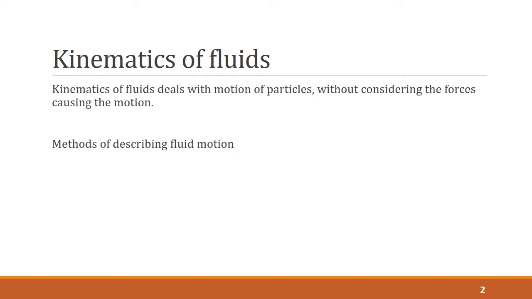So there are two methods of describing fluid motion. One is the Lagrangian method and the second one is the Eulerian method. So let us discuss the difference between these two.